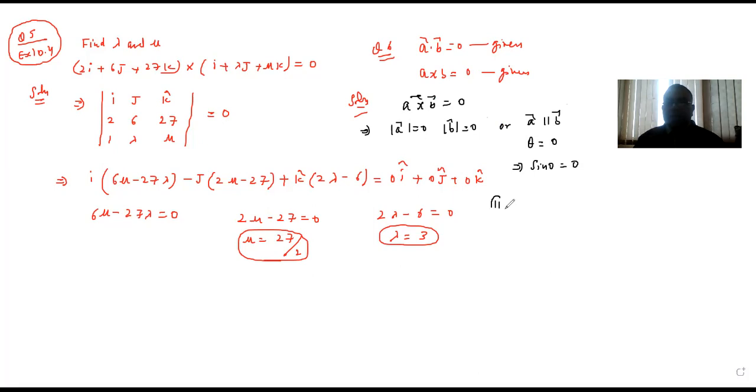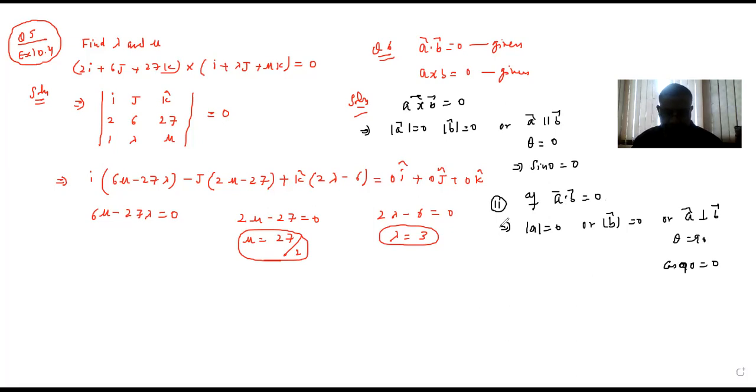Now, in the case of the dot product, if A dot B is equal to 0, it implies either the magnitude of vector A is 0, or the magnitude of B is 0, or vector A should be perpendicular to B, because if theta is 90, cos 90 is equal to 0. Under those circumstances, the dot product will be 0. So this is important for MCQ also. Now, question number 7 of this exercise.